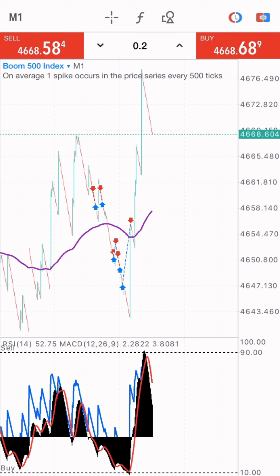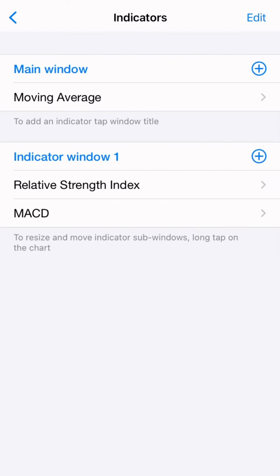So what I'm going to do right now is show you guys the setup for the indicators that I'm using. I'm using 3 indicators: the moving averages, the relative strength index, and the MACD. But the moving average is not that important on the trade. You can only use your moving average to see how price movement is going on the trade.